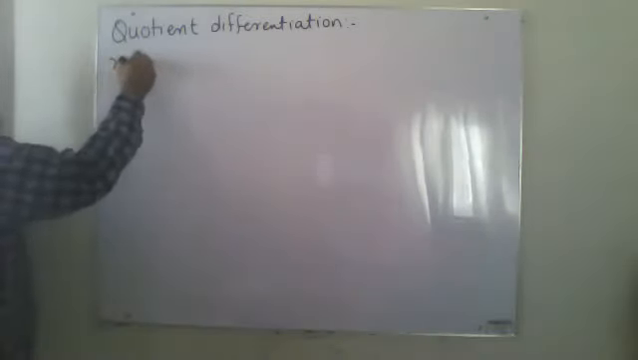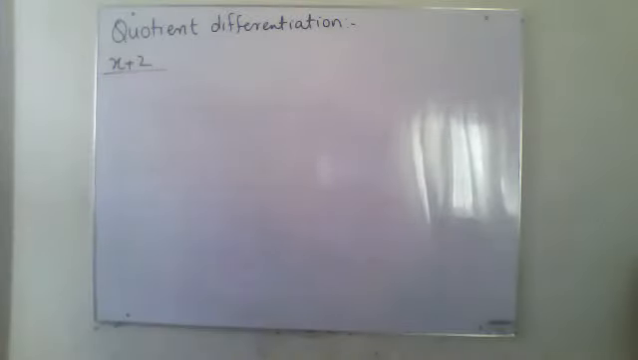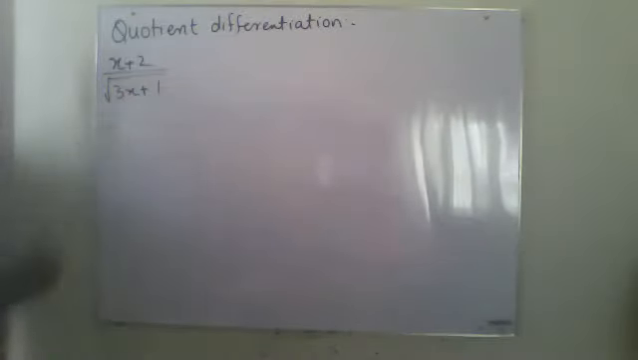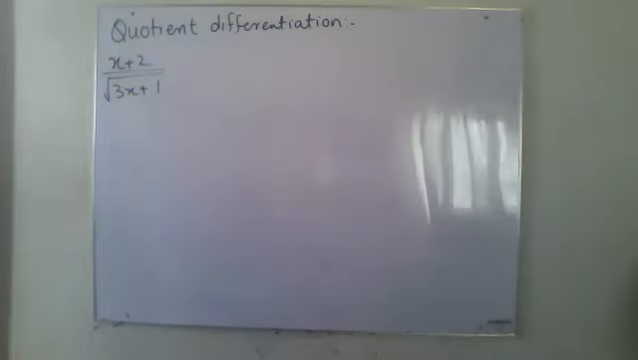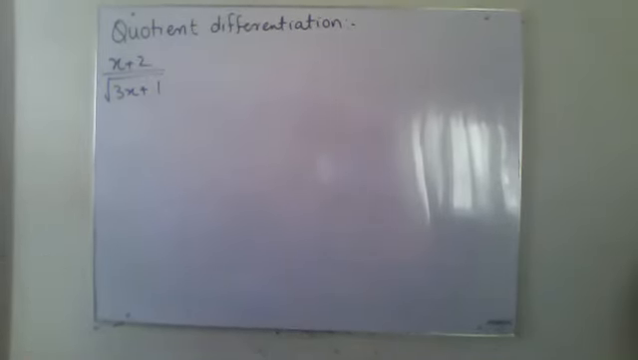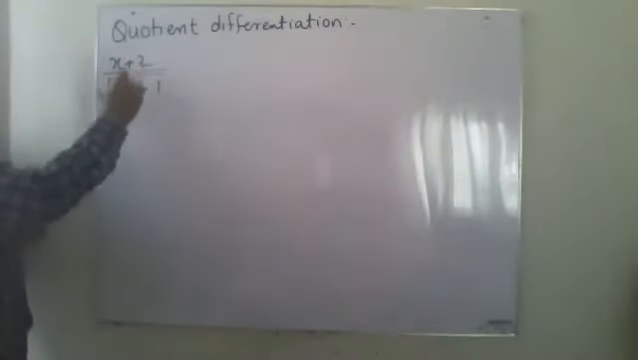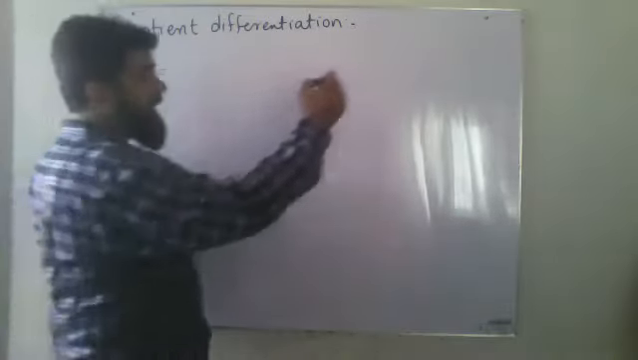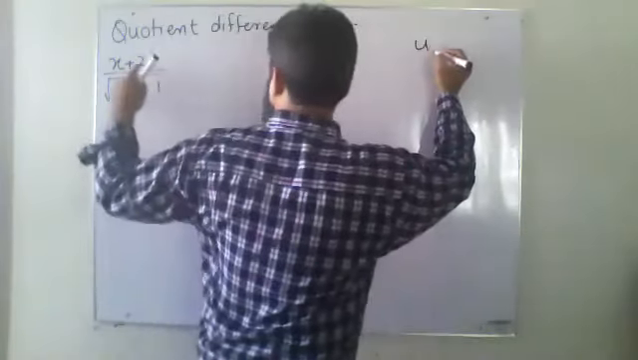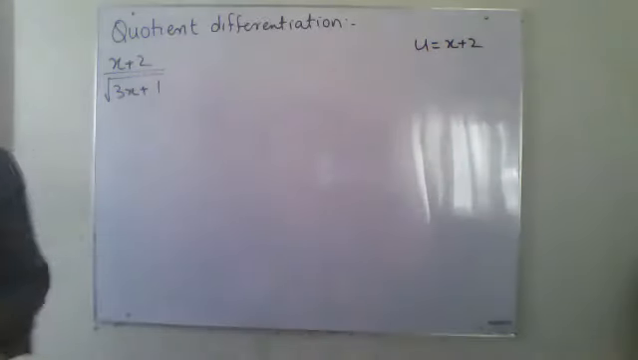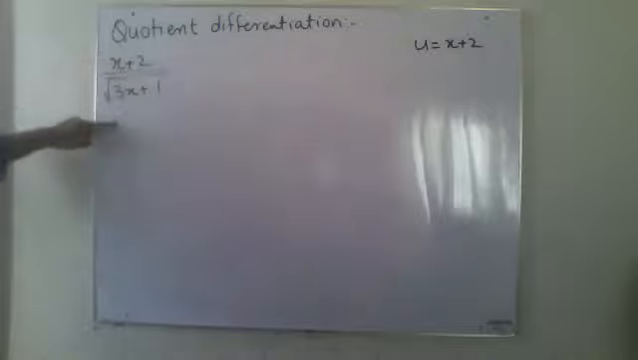x plus 2 over under root 3x plus 1. Now it's in u upon v form. So what we are going to do, I am writing it separately. My u, which is my numerator, is x plus 2. Okay, it's u over v.